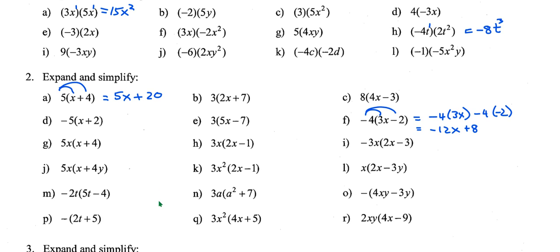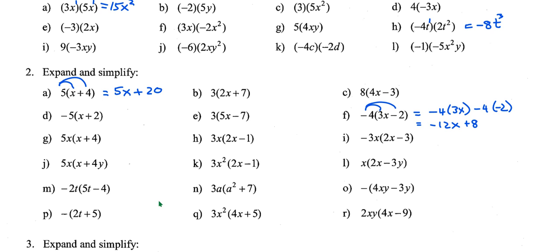Let me take another one. Let's take one that's got some exponent laws in it. How about this one? Let's take n. We're going to distribute the 3a to both. 3a times a squared. In front of the a squared, there's an invisible coefficient that is 1. So I have 3 times 1 for the number part, and then I have a to the invisible 1 times a squared for the a part. So that's a cubed. Then I have 3a times positive 7, and that's positive 21a. And that's it. I can't collect the like terms here because there are no like terms.